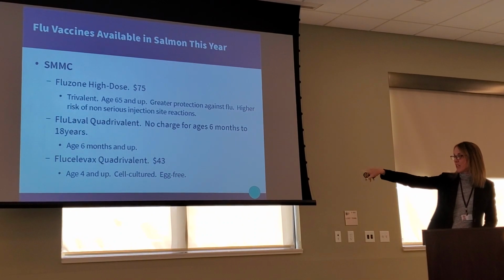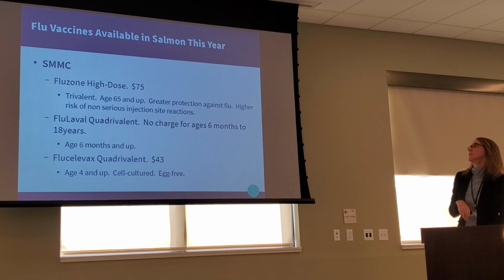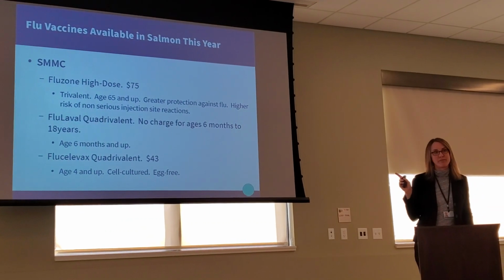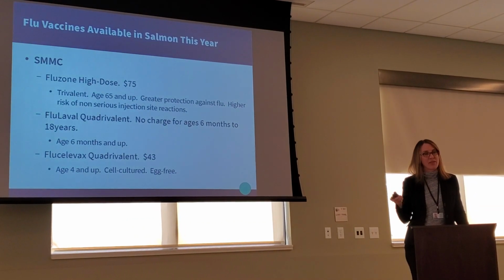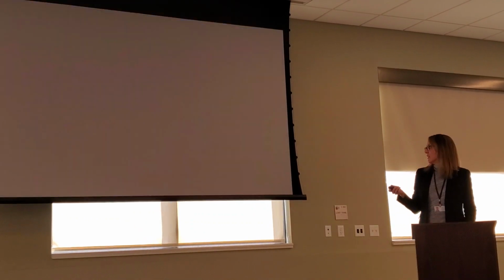And then we've got the Flucelvax quadrivalent. It's $43. It's approved for people aged 4 and up. It's cell cultured, meaning it's grown in cells and not eggs. And this is probably the one that we're all gonna get this year, I think.